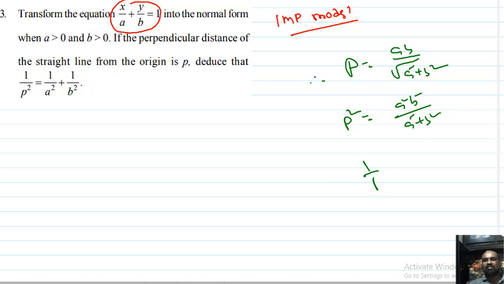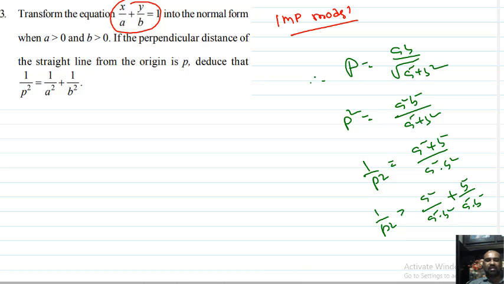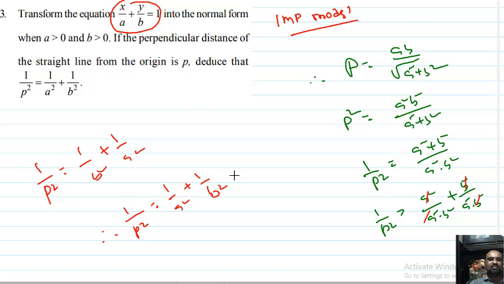1 by p square I want. 1 by p square equal to a square plus b square by a square into b square. Now, I want to divide: 1 by p square equal to a square by a square into b square plus b square by a square into b square. So, here what happened in the first step, a square gets cancelled and b square gets cancelled. 1 by p square equal to 1 by b square plus 1 by a square. Therefore, what you got? 1 by p square equal to 1 by a square plus 1 by b square.